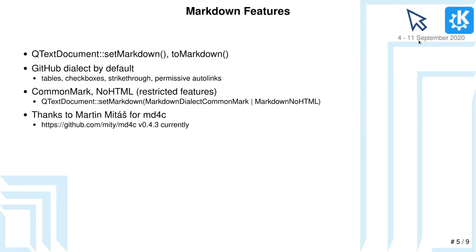So the feature set that we have: QTextDocument already had toHtml and setHtml. Alongside those, I added setMarkdown and toMarkdown. We support the GitHub dialect by default. When you call setMarkdown, in addition to giving the string that you want to parse, you can also give these flags. You can specify that you only want to use CommonMark without the GitHub extensions, and you can also set no HTML.